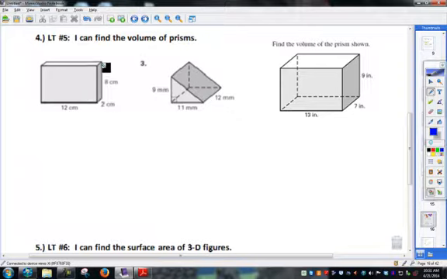Okay? Since I know that this right here is 8, I know that this also would be 8. I know that this also would be 8. And I also know there'd be a side in the back there that would also be 8. Now, you don't have to write that on there. But just know that there would be 4 edges that are 8.